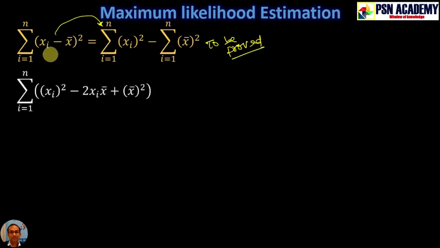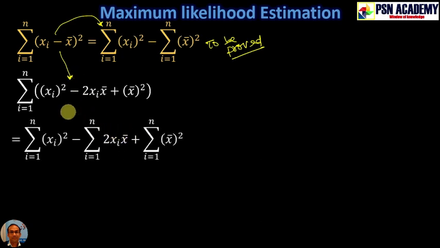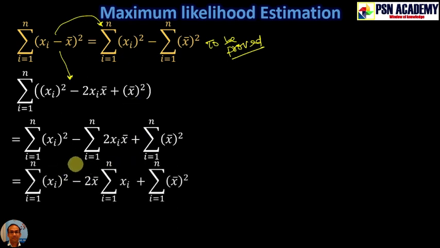So you take the whole square, that is xi square minus twice xi x bar plus x bar whole square, as you have done in your school days, and you push this summation inside to these 3 terms, and look at the second term.